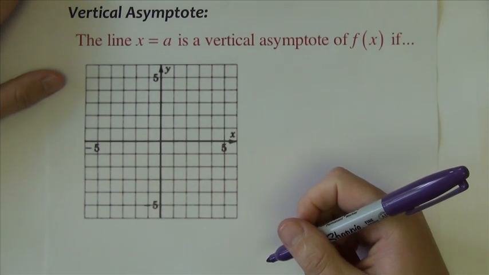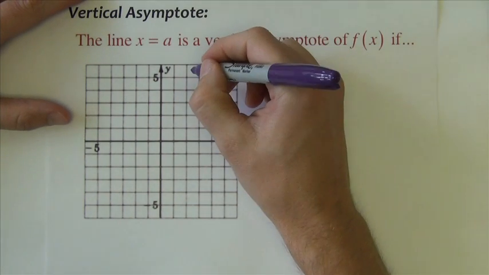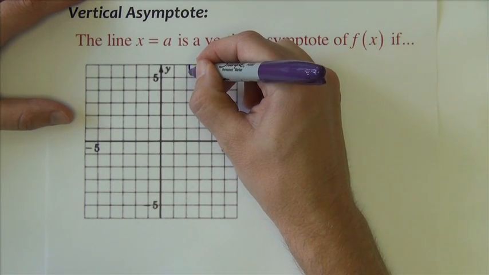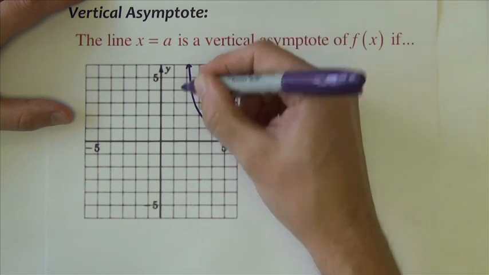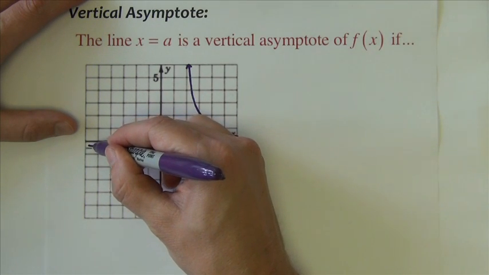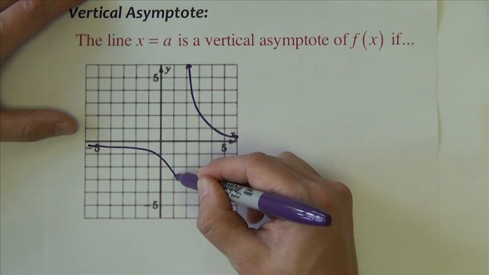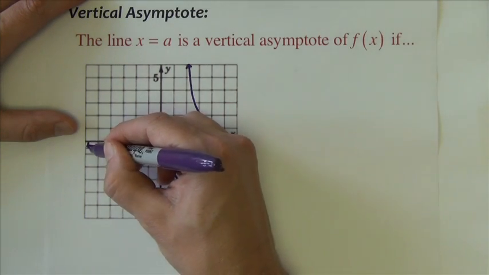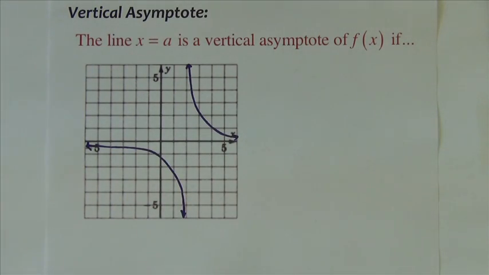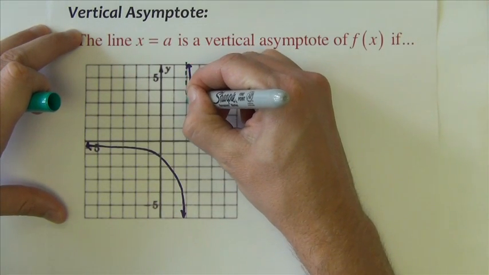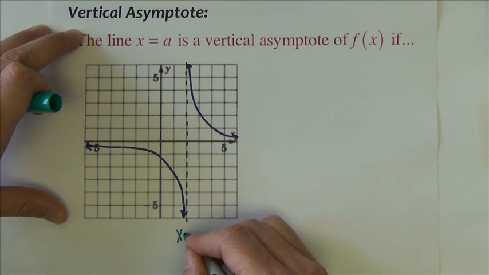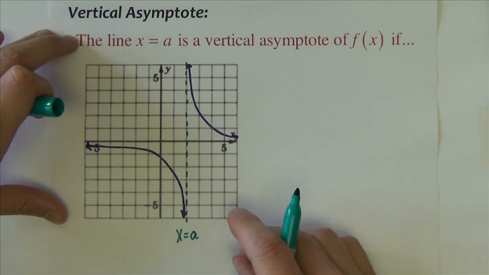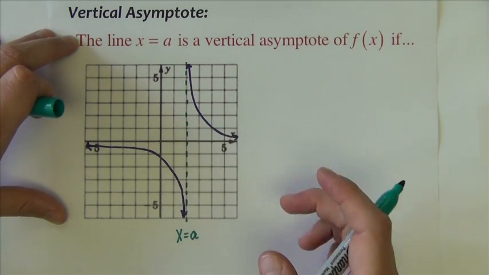First, let's define a vertical asymptote. I'm going to use a graph to help me do that. So let me draw kind of the graph of a rational function in here. Okay, and so we can see by looking at this graph that I've drawn that we have a vertical asymptote right here. Now I put it at 2 on this graph, but let's say that this is the line x equals a. So it could be anywhere. I just put it on a line there.